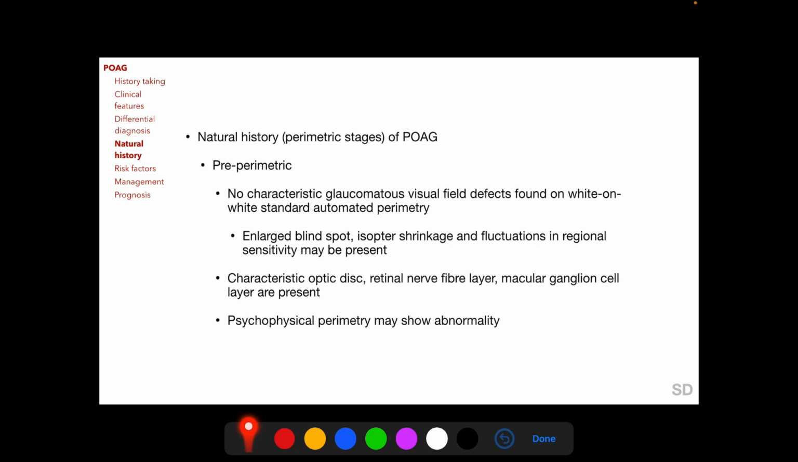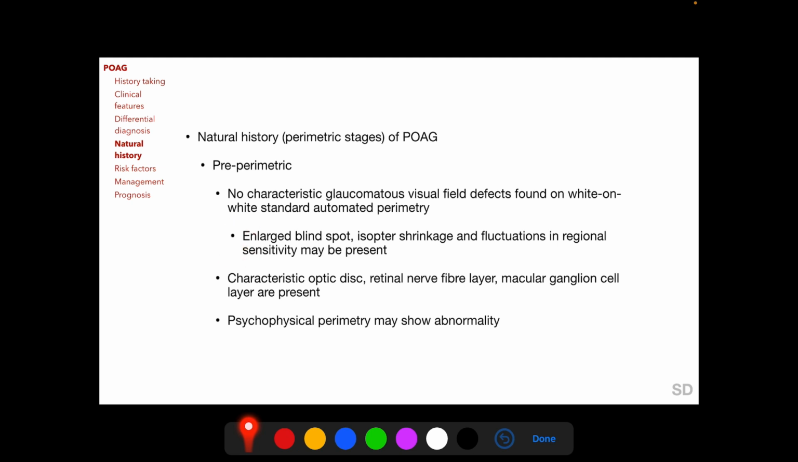So in pre-perimetric stage of primary open-angle glaucoma, no characteristic glaucomatous visual field defects are found on white standard automated perimetry. Non-specific changes such as enlarged blind spot, isopter shrinkage, and fluctuations in regional sensitivity may be found in the pre-perimetric stage. We have discussed these terms in the session on perimetry.